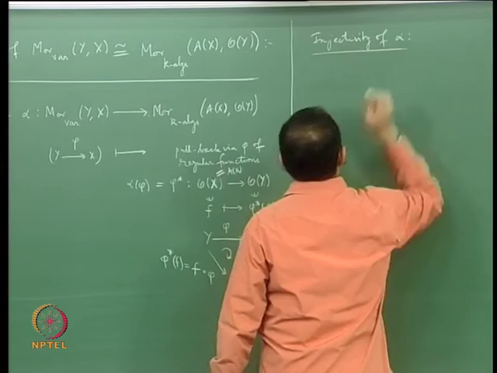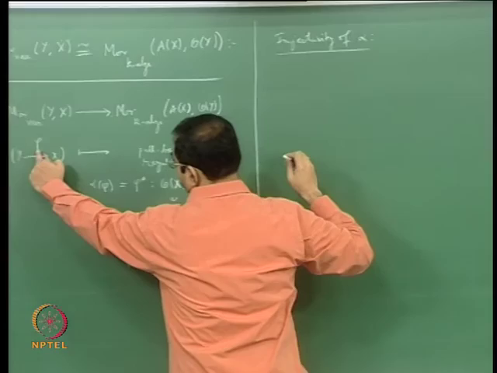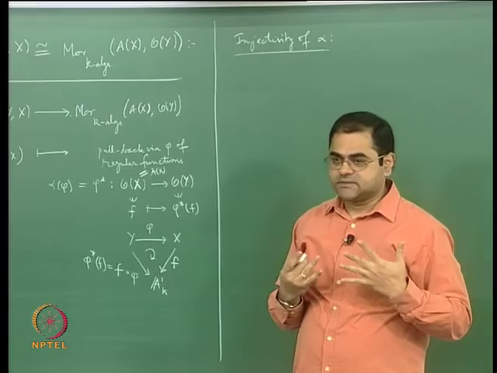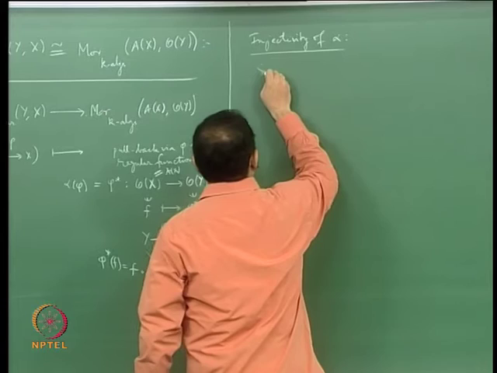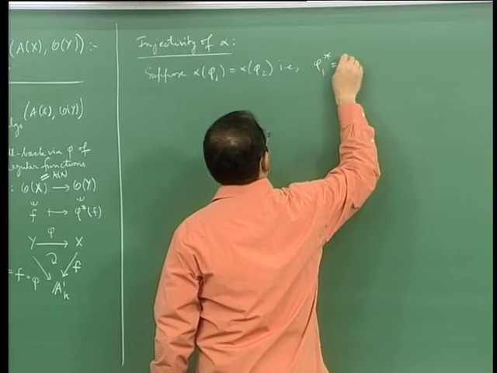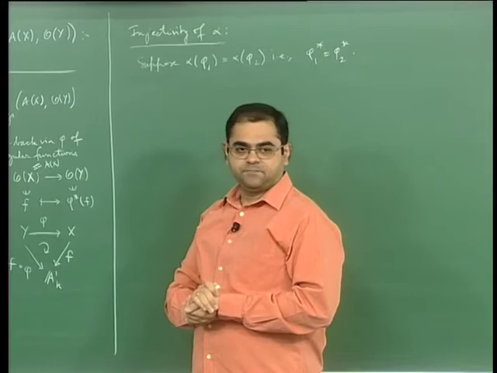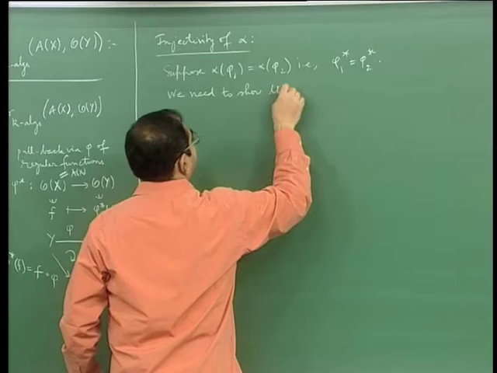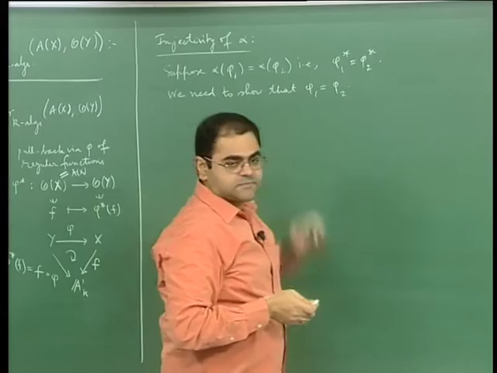So what is the situation? Suppose I have two morphisms which give rise to the same k-algebra homomorphism as pullbacks of regular functions. Then I have to say that these two are the same. Okay. So suppose alpha of phi 1 is equal to alpha of phi 2, which is the same as saying that phi 1 upper star is the same as phi 2 upper star, okay. I'll have to show phi 1 is the same as phi 2, right. We need to show that phi 1 is the same as phi 2. So you have to show that these two morphisms are one and the same.